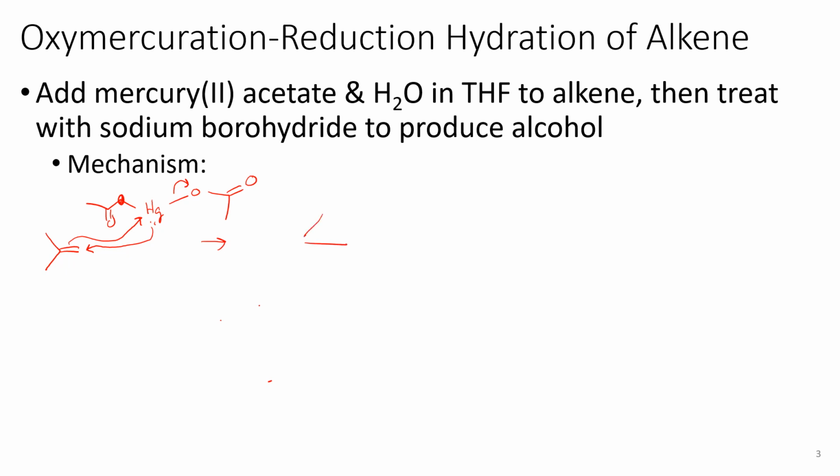What this ends up generating for us is the mercurinium ion. You'll notice that we have mercury. It has 3 bonds associated with it, and it also has a positive 1 charge. So this is our mercurinium ion. It's a very similar species to what we saw with the chloronium and the bromonium ion. We have also then produced again the acetate anion.